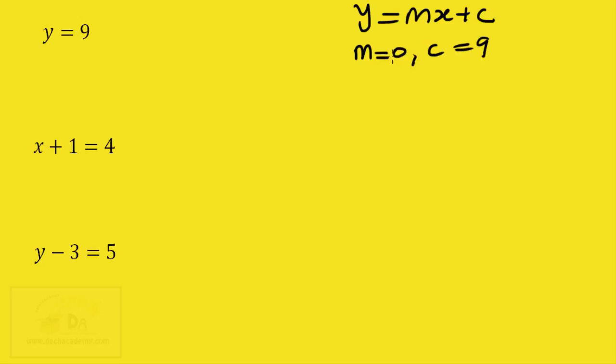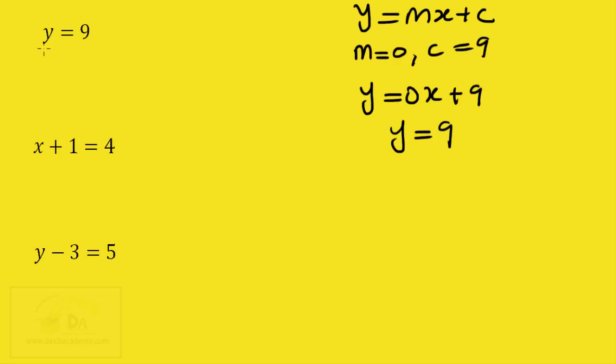Because if you substitute or replace m with 0 and c with 9 in the general form, you get 0 times x plus 9, which is 9, because 0 times x is 0. 0 times anything is 0. As you can see, and the same applies for this other equation. But that's not our focus. Our focus is on understanding what it means for an equation to be satisfied.